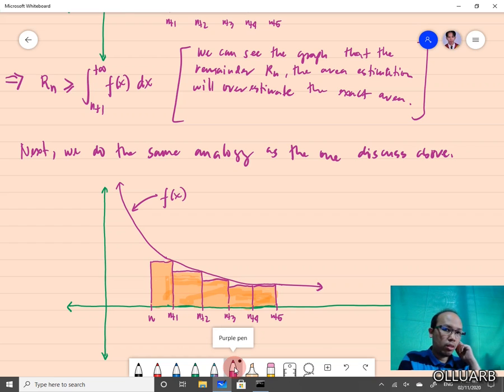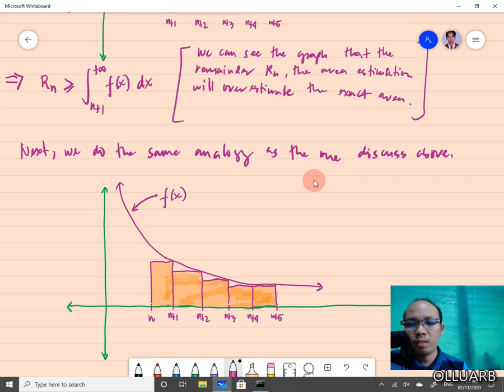Can we move up? That one. Okay, so please do remember that the area of the remainder r sub n will underestimate. The estimation of that area will underestimate the exact area. So that would be your conclusion.